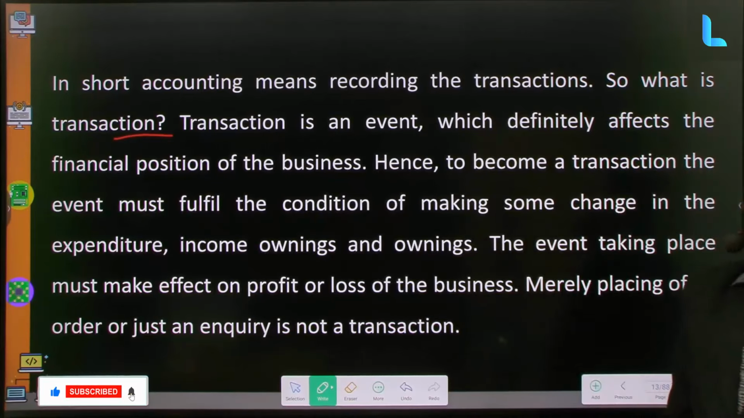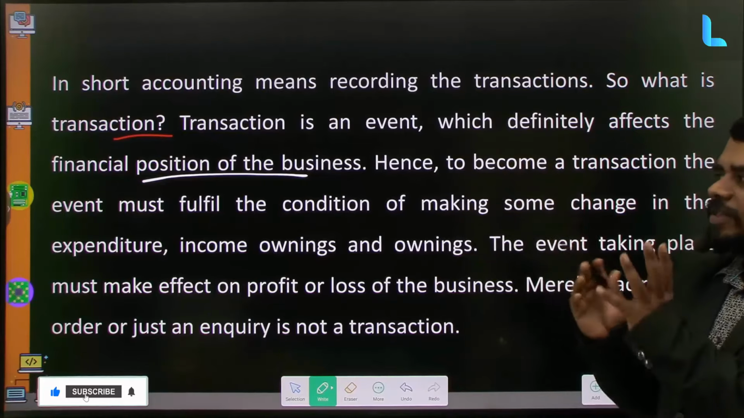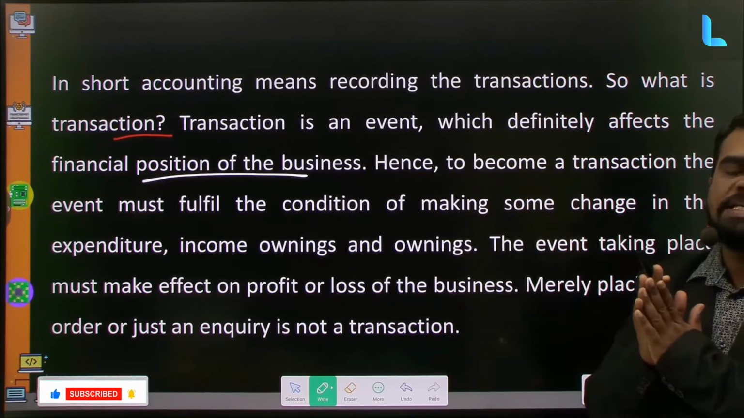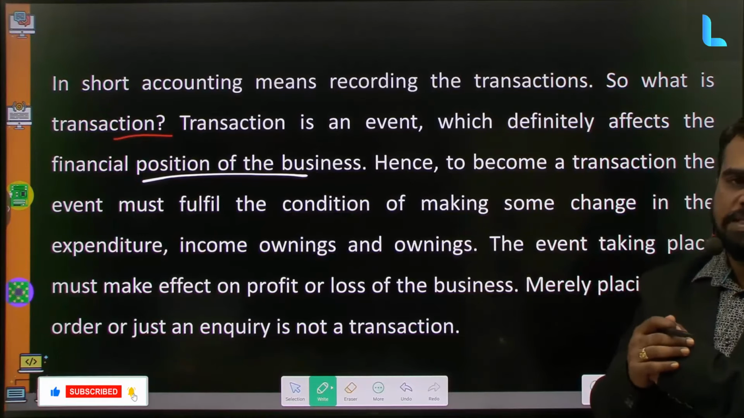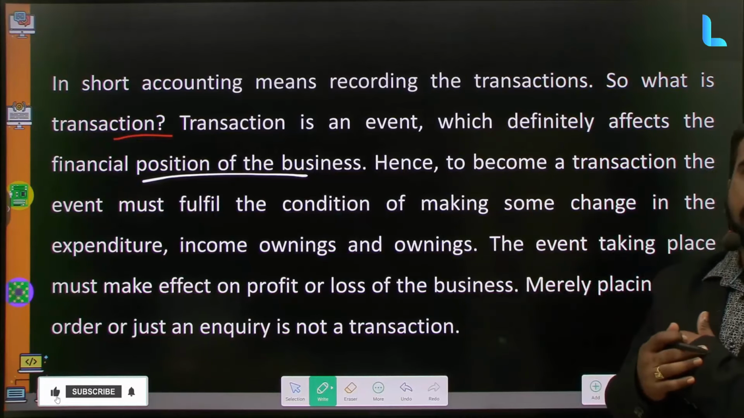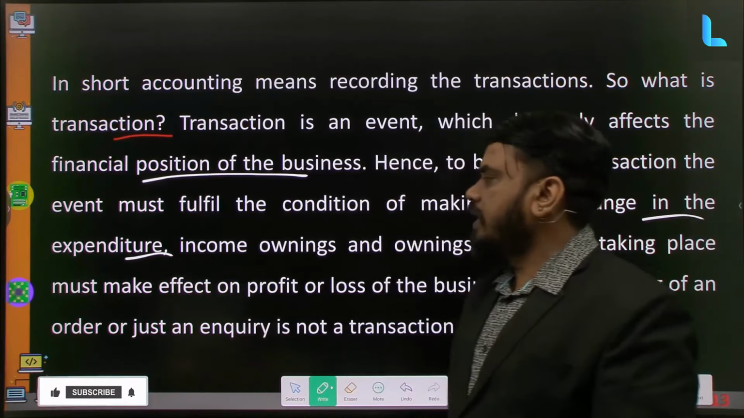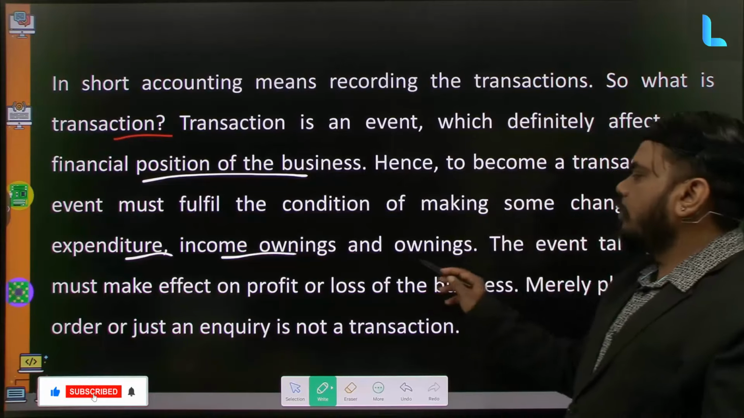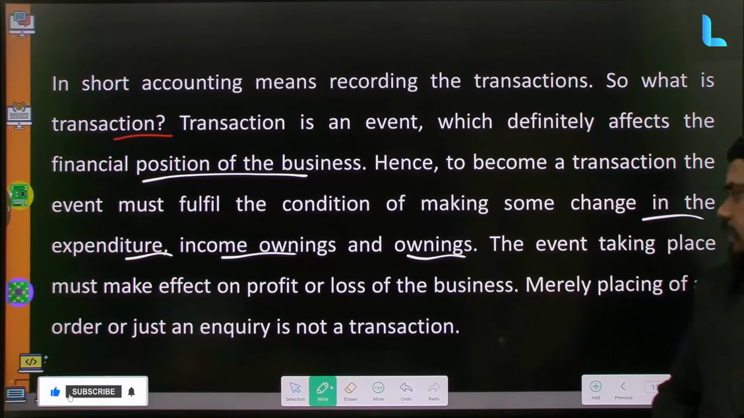See, a transaction is nothing but an event. It is an event which gives us the financial position of our business. Because of an event, if there is a change monetary wise, then that is considered a transaction. Monetary means money. In terms of money, if there is a change, then that event is called a transaction. That is, whether it is making changes expenditure wise or income wise or owning or the money terms wise, then that is considered a transaction.